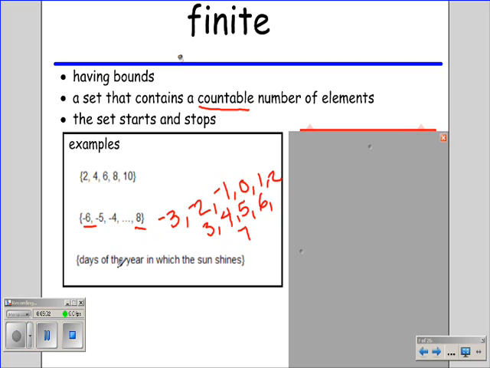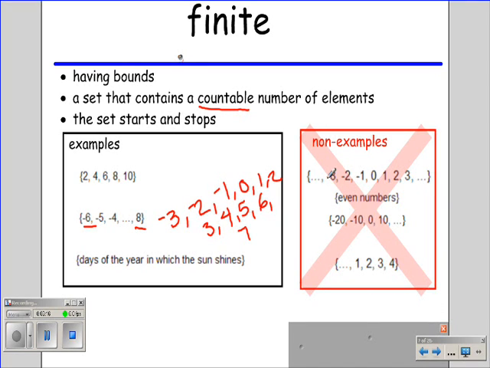Days of the year in which the sun shines. This number can range from year to year. I believe typically here in Arizona, that number is close to 300 days in which the sun is shining, if not more. So is that a countable set? Yes, I can count the number of days the sun shines. It's a large number of days, but I can still count it. And does it have a starting and stopping? Well, if I was looking over a period of time, this year, last year, the last 10 years, I could definitely count that set for sure.